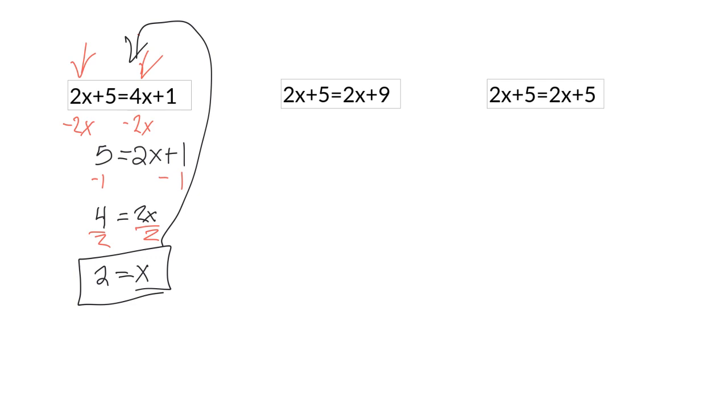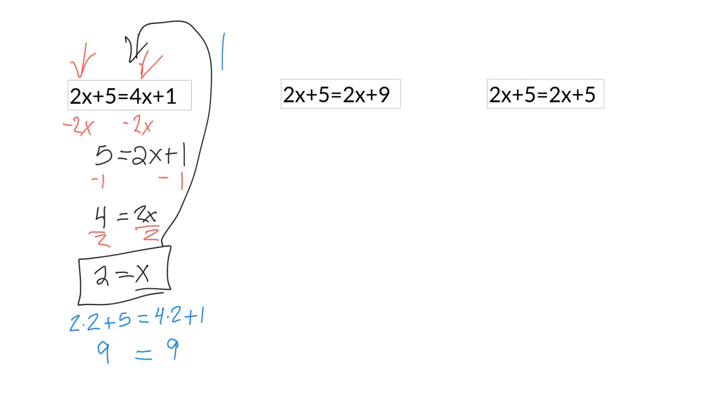And I want to do that real quick. On the left side, I have 2x plus 5. 2 times 2 plus 5. 2 times 2 is 4, plus 5 is 9. Now, on the right side, I had 4x plus 1. 4 times 2 plus 1. 4 times 2 is 8, plus 1 is 9. When I plug this answer back in, the problem works. That's because it's the one solution.